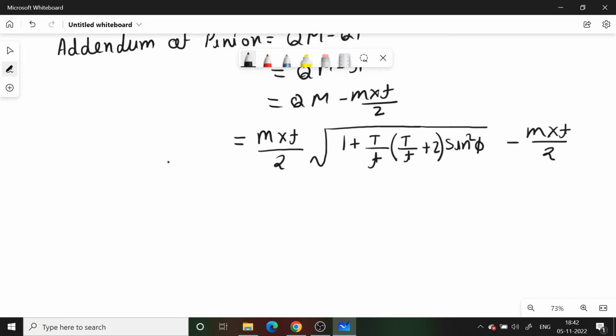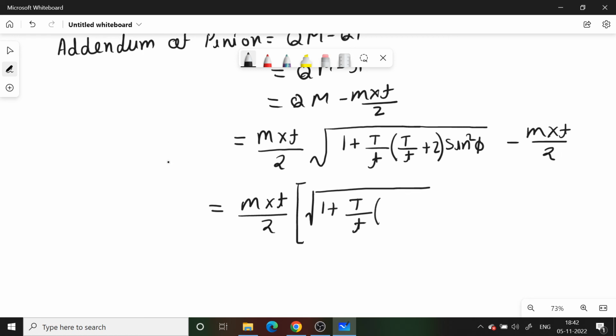Okay, so from here, the addendum is module into number of teeth on pinion divided by 2 within bracket, under root 1 plus capital T upon small t, capital T upon small t plus 2, sin square phi, minus 1.